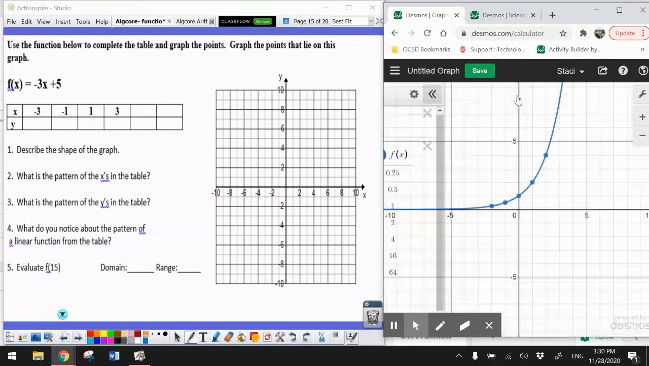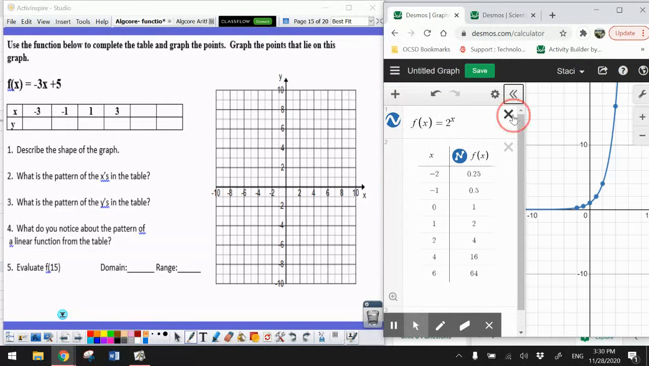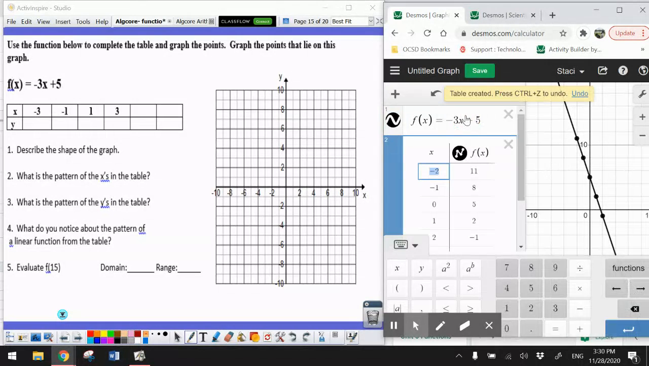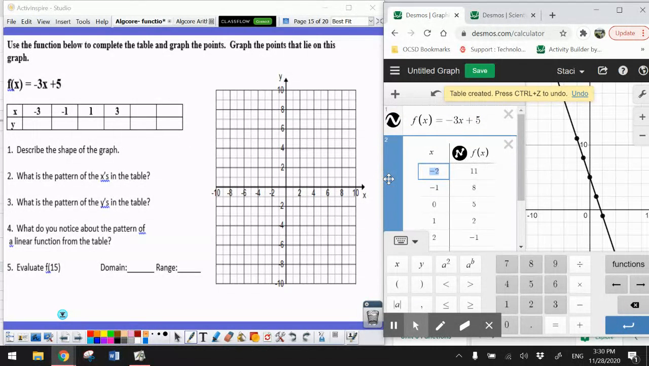So we're going to go ahead and clear out what we've got here, and we're going to put in f of x equals negative 3x plus 5. And I see I have a line. Okay, I see I have a line. And I am going to use my table function to be able to get my value. So at negative 3, and I can just change that number to a negative 3, it's 14. It already gives me negative 1. That's 8. It gives me 1.